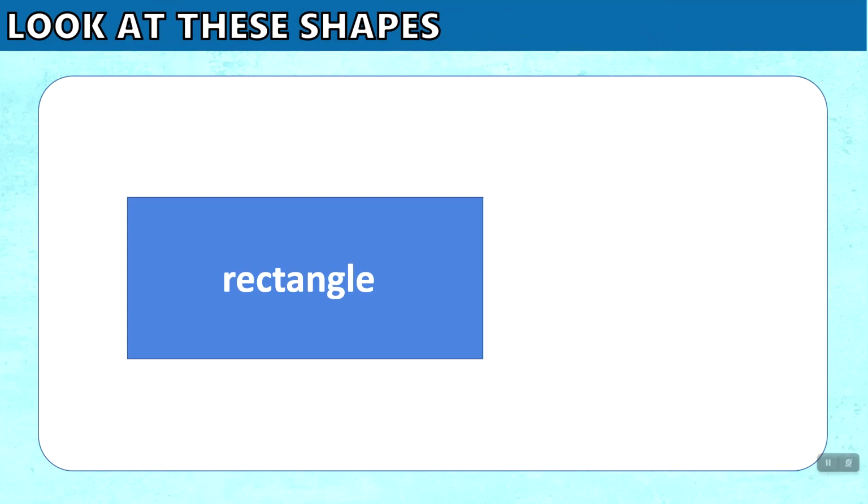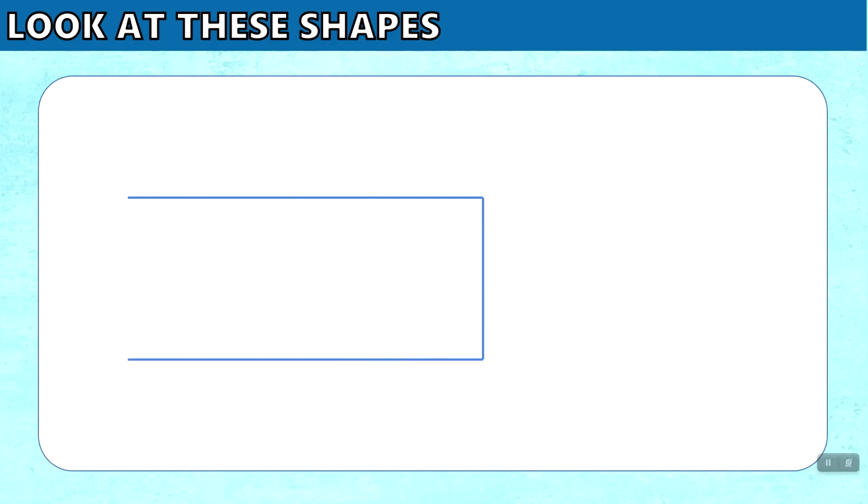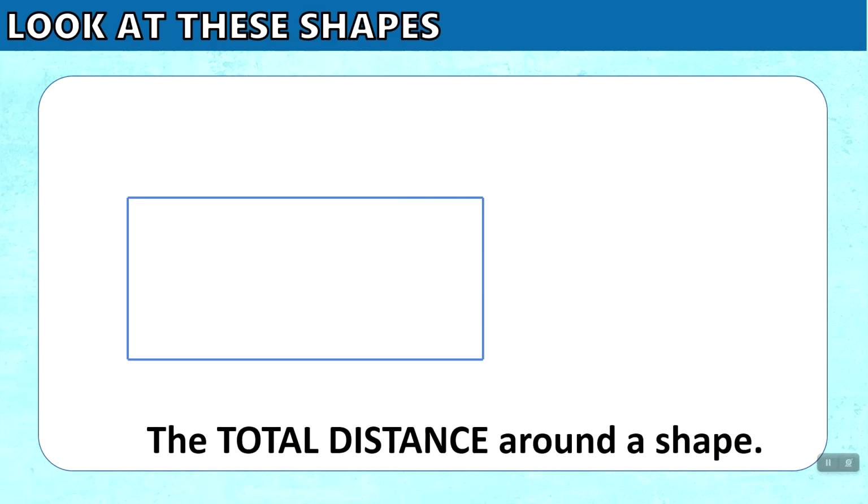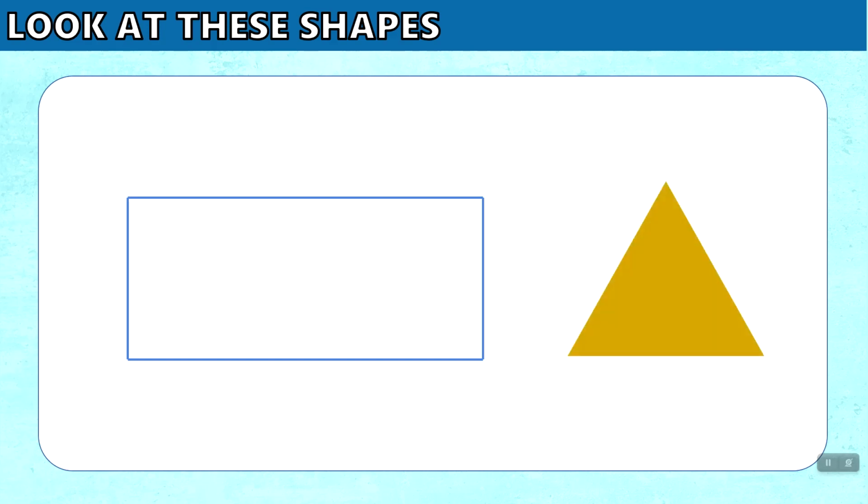If we started to draw the outline of a rectangle and started at the upper left and went to the upper right, then we went down to the lower right, and then back to the lower left and up again where we started, this is an outline of a rectangle. But we can say that this is the total distance around the rectangle as well. Let's take a look at this shape.